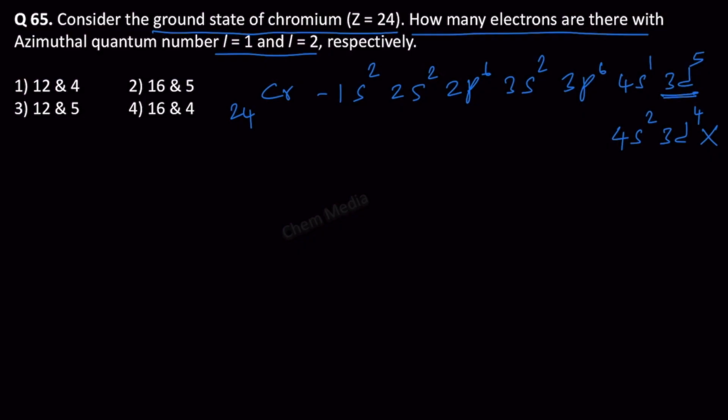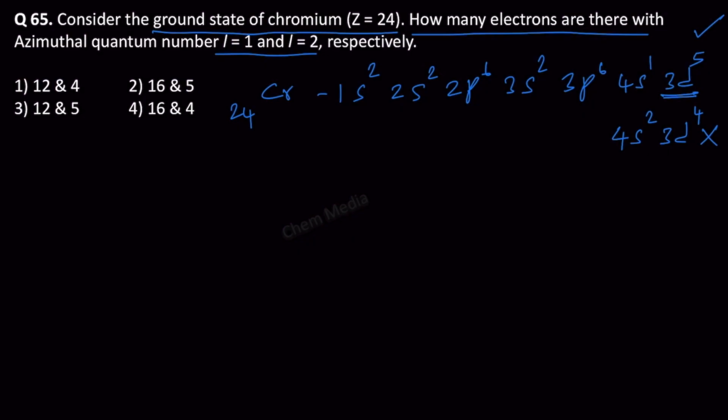It is not like we are violating the half-bulk principle here. We are deviating from the half-bulk principle because this is a more stable electronic configuration than 4s2, 3d4. So therefore, for chromium, we have to write it as 4s1, 3d5. Likewise, for copper, we have to write 4s1, 3d10.